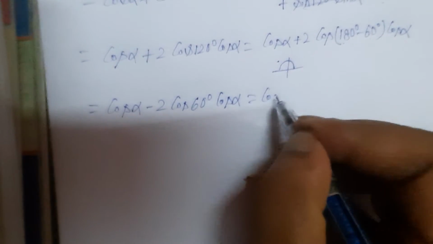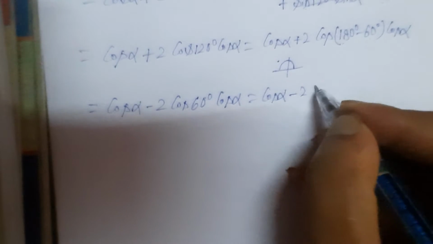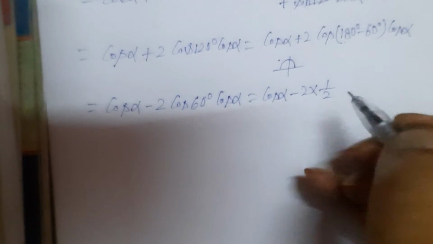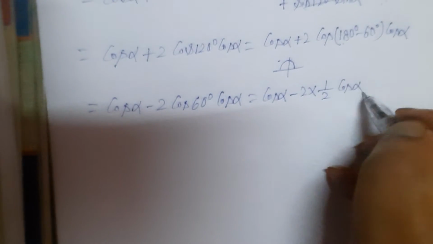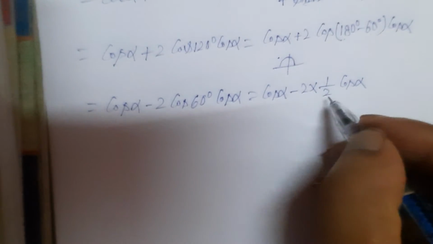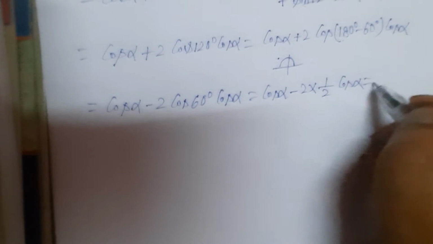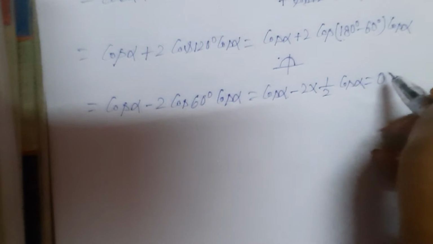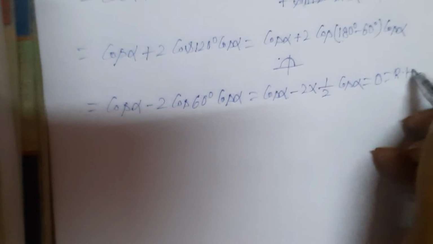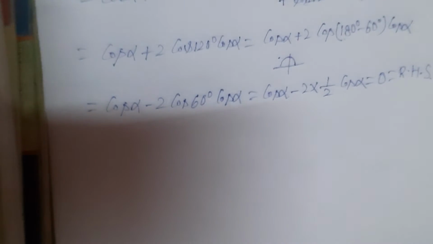So cos alpha, 2 into cos 60. What is the value of cos 60? Half into cos alpha. Now the 2 gets cancelled, cos alpha minus cos alpha equals 0, and this is your right hand side. Move to the second problem.